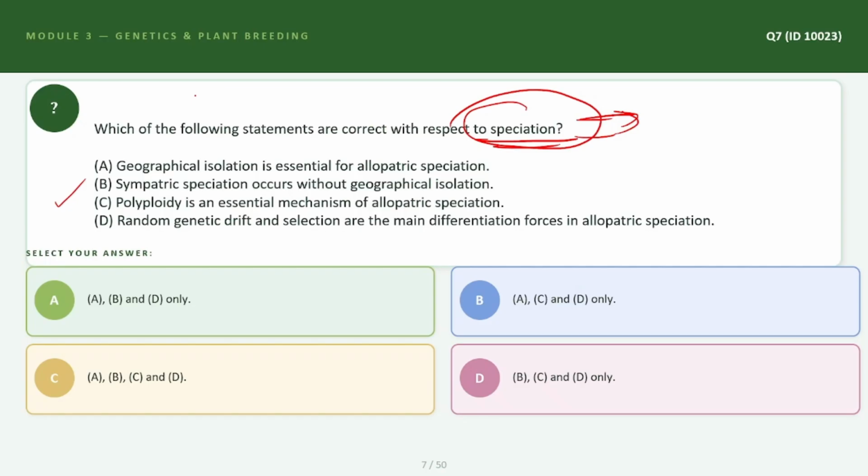Let's see the question. Geographical isolation is essential for allopatric speciation. Yes, because it stops the reproduction between the two groups, so they will become different species.